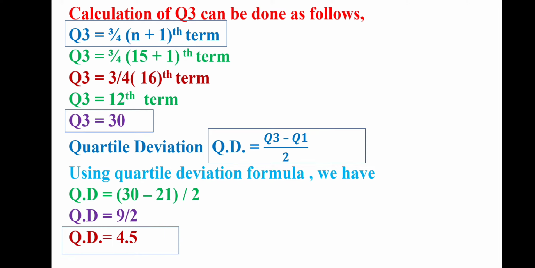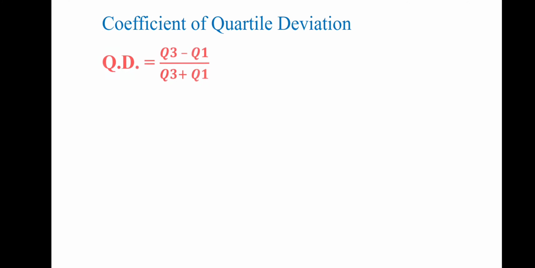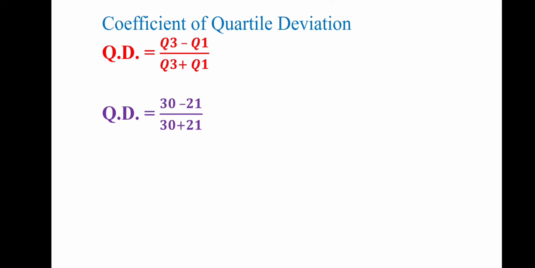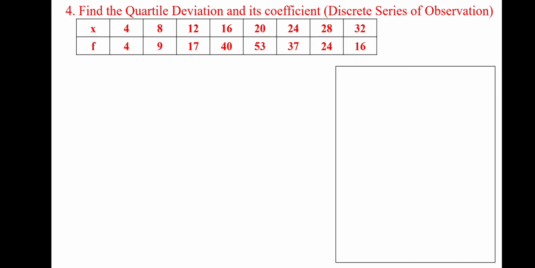Now we can find the coefficient of quartile deviation. This was the absolute value; next, the relative value. (Q3 minus Q1) divided by (Q3 plus Q1): 30 minus 21 divided by 30 plus 21, that is 9 by 51. Simplifying, 0.1764. This is the way we can find the quartile deviation and its coefficient for an individual series of observations. Now I am going to explain the discrete series of observations. The given values are in this format, X and F. We can find out.